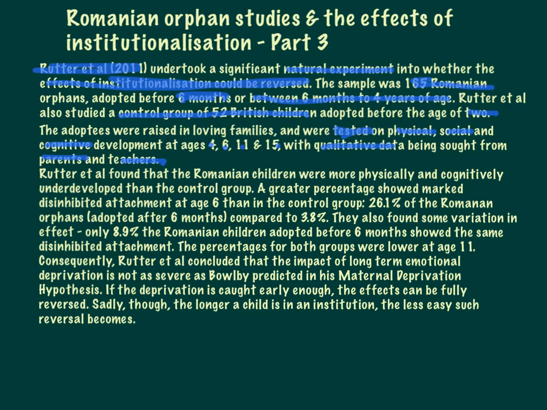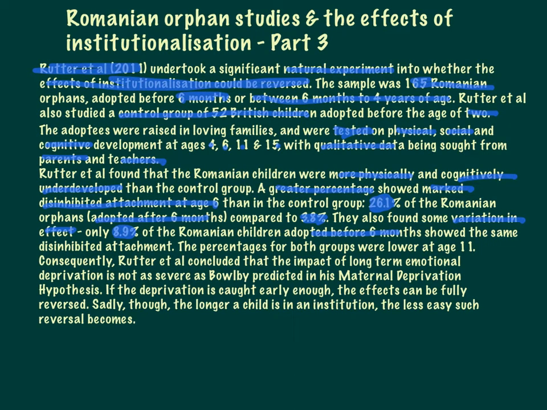They found that Romanian children were more physically and cognitively underdeveloped than the control group, and a greater percentage showed marked disinhibited attachment at age 6 than in the control group. 26.1% of the Romanian orphans adopted after 6 months, compared to 3.8% in the control group. They also found some variation in effect, that's another significant finding, with only 8.9% of the Romanian children adopted before 6 months showing the same disinhibited attachment. And it's also worth noticing that the percentages for both groups were lower at age 11.